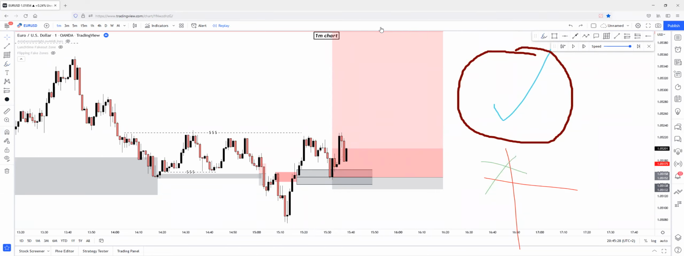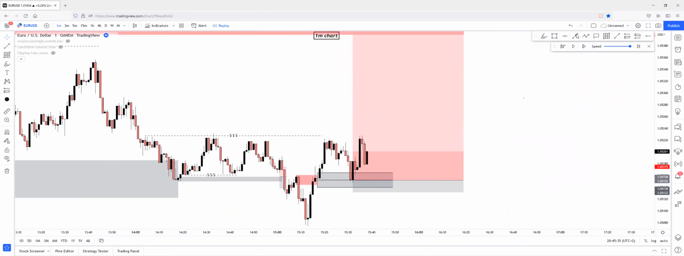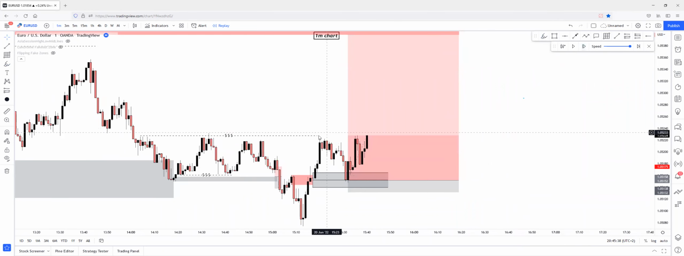I will remove your drawings. Thank you, guys. Remove your drawings, please. So this trade is currently running at break even. More liquidity has been built up, as you can see.